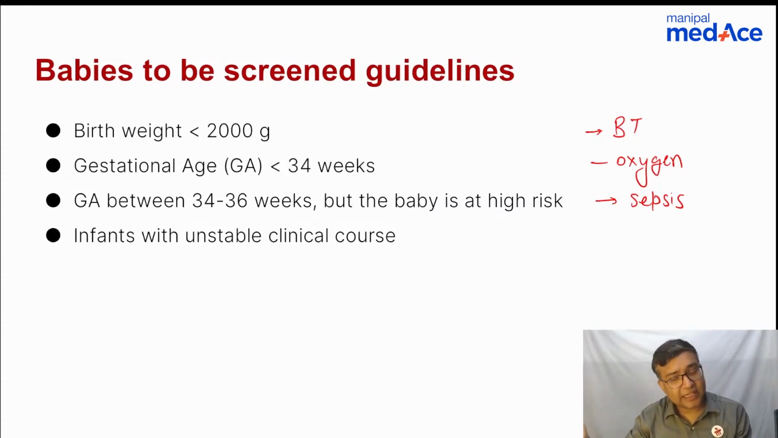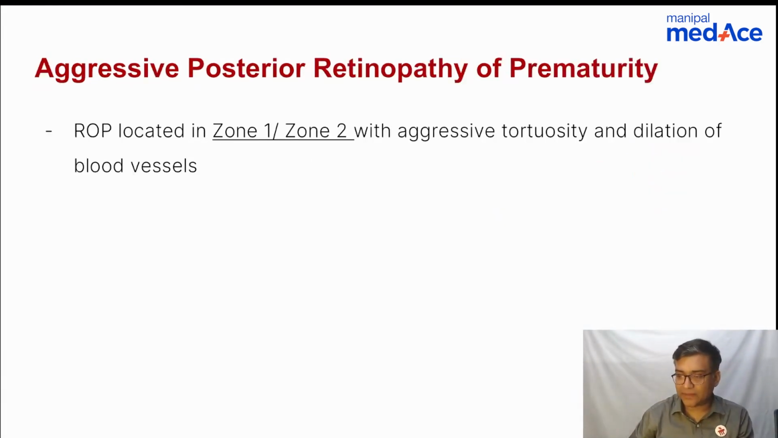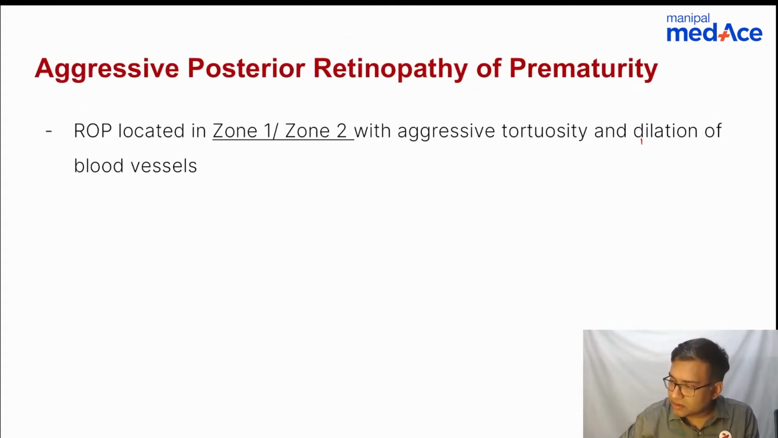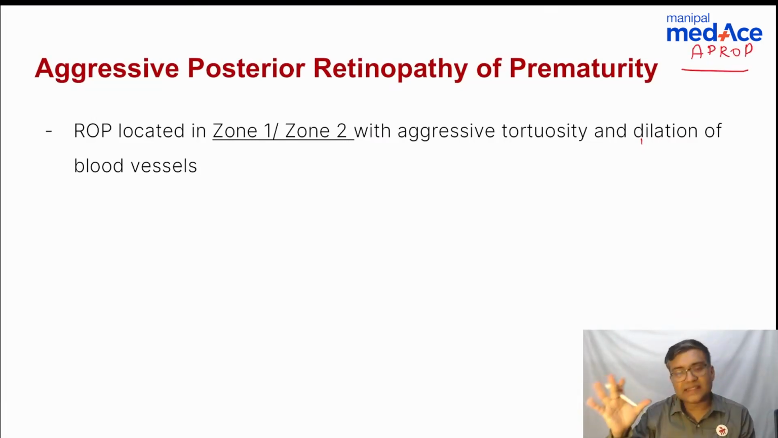If you are there as an intern or pediatrician, please, these guidelines are very important for you in your clinical practice as well. So then there is a question regarding the APROP, that is the aggressive posterior retinopathy of prematurity. So that has been asked as APROP. So what is APROP?